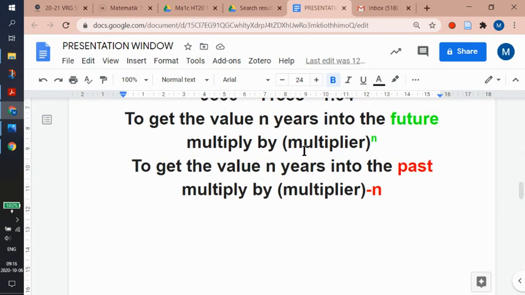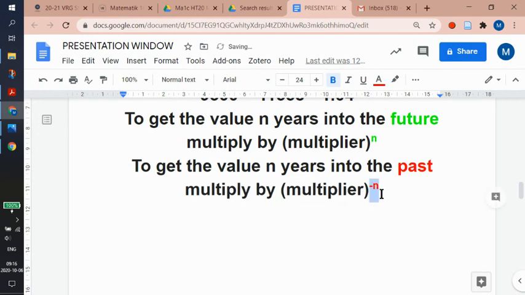So here it is. Here's kind of Mark's time travel theorem here. So to get the value n years into the future, you multiply by the multiplier raised to this exponent n. And if you know the current value and you know it's been growing with a certain multiplier, then you can get the value n years into the past by doing this. So this should be an exponent. This multiplier to the negative n. Okay.